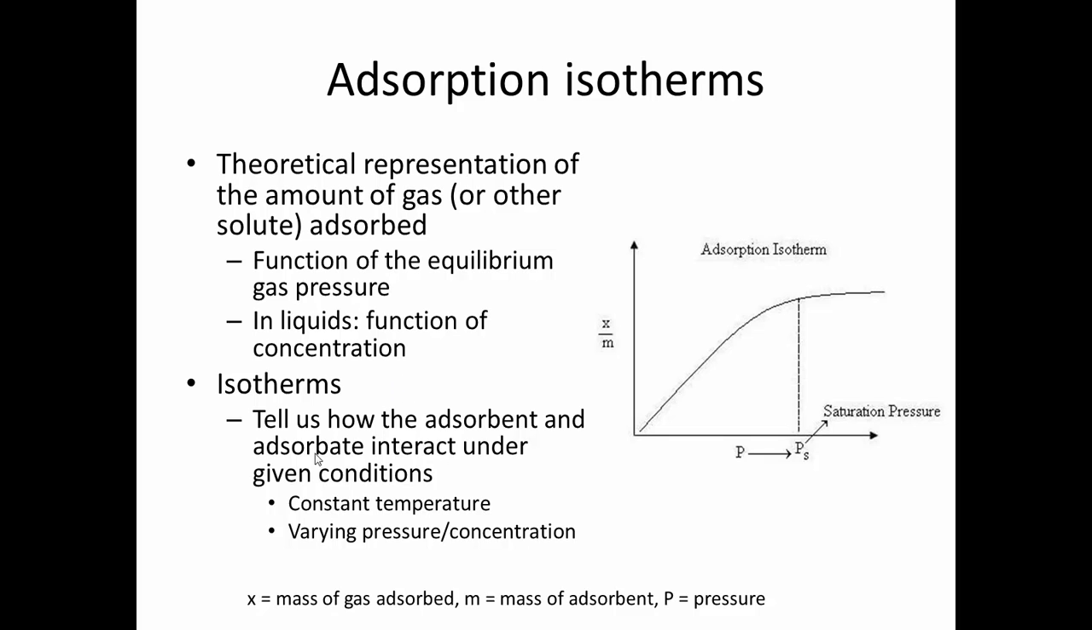And again, isotherms tell us how adsorbent and adsorbate interact, not necessarily react, but interact under given conditions. Usually these isotherms are at a constant temperature, but we vary the pressure until we get to maybe a saturation pressure, and we vary the concentration. And that's when we get an isotherm in the form of x/m versus P. P being pressure, x being the mass of gas that gets adsorbed, and m being the mass of adsorbent.